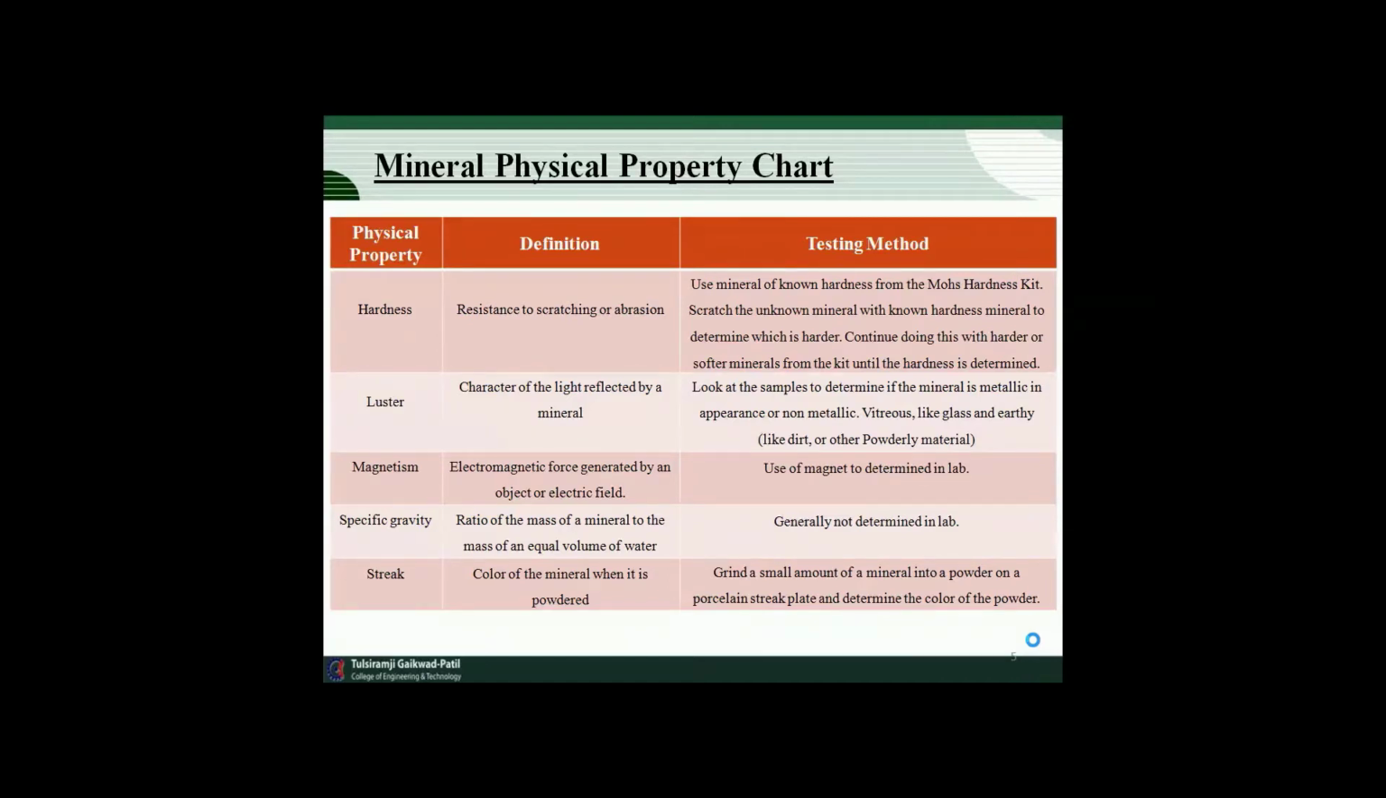Specific gravity. It is defined as the ratio of the mass of a mineral to the mass of an equal volume of water. This is generally not determined in laboratories. Last but not the least, the most important physical property is streak. It is defined as the color of the mineral when it is powdered. For testing, grind a small amount of a mineral into a powder on a porcelain streak plate and determine the color of the powder.